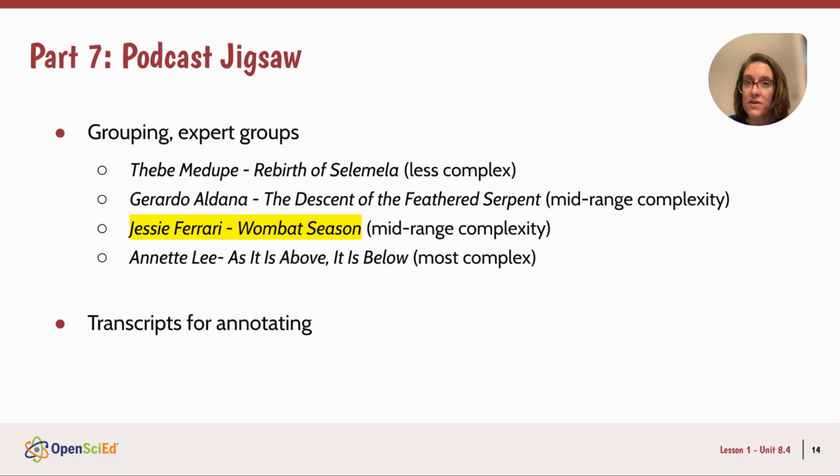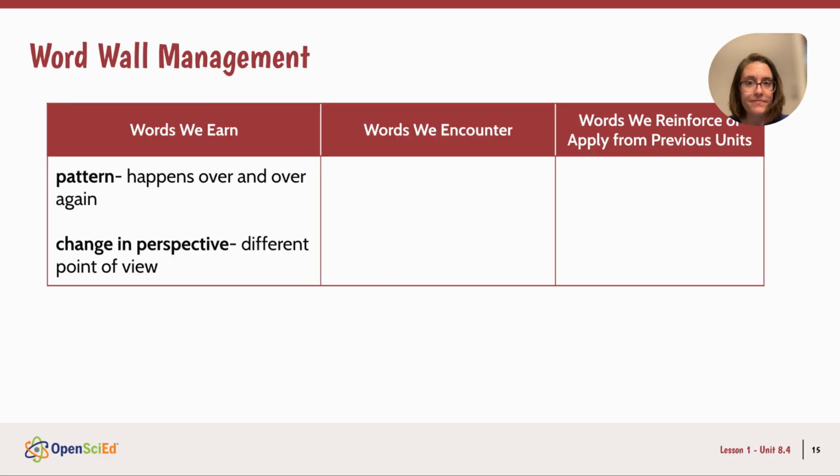It's also possible for you to have students pick their groups based on interest in the titles, but definitely print out transcripts for annotating. If color copy is an issue, you could have it as a transcript in black and white, and then have some photos from the Google Doc printed separately in color as a class or group set. Word wall management. In this lesson, we will earn 2 words: pattern, meaning something that happens over and over again, and change in perspective, so having a different point of view.